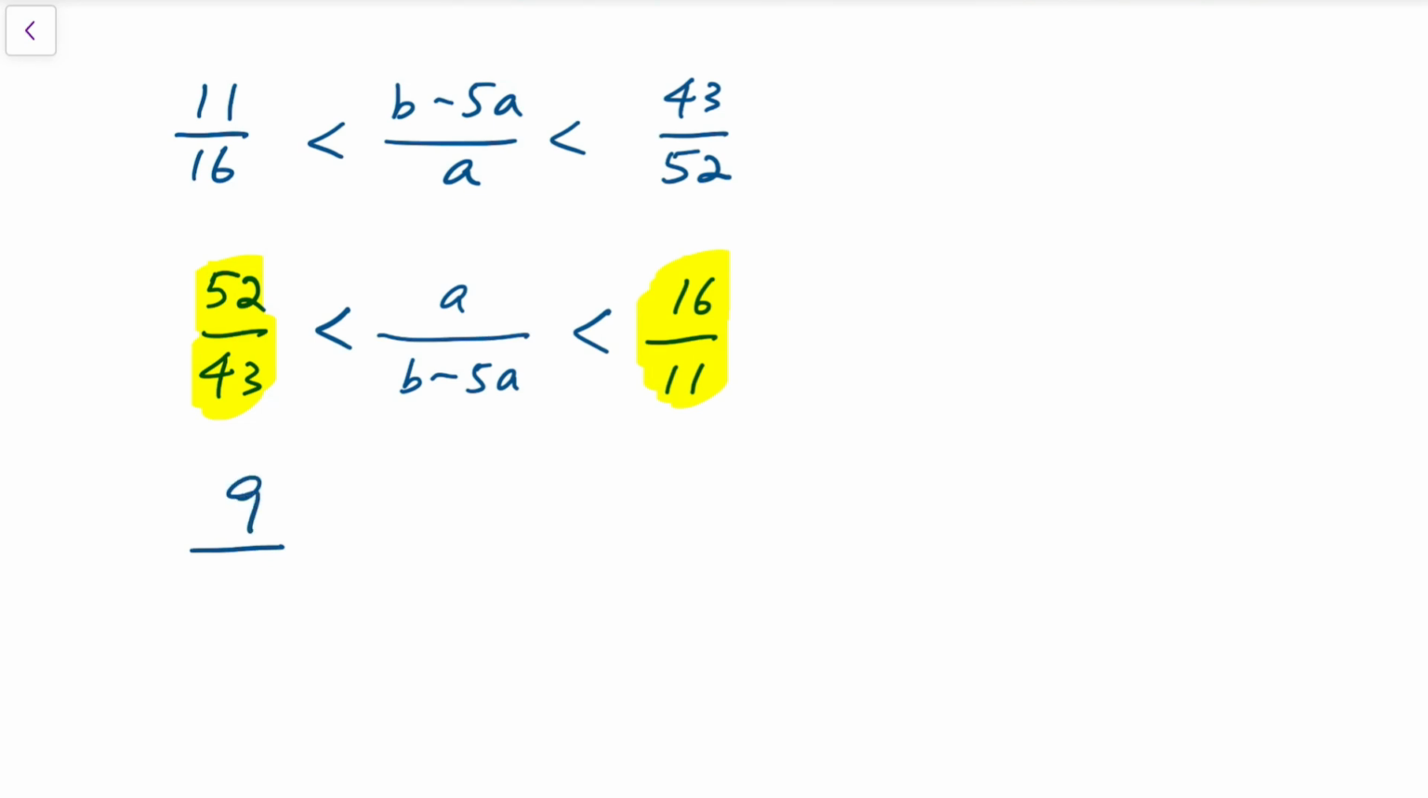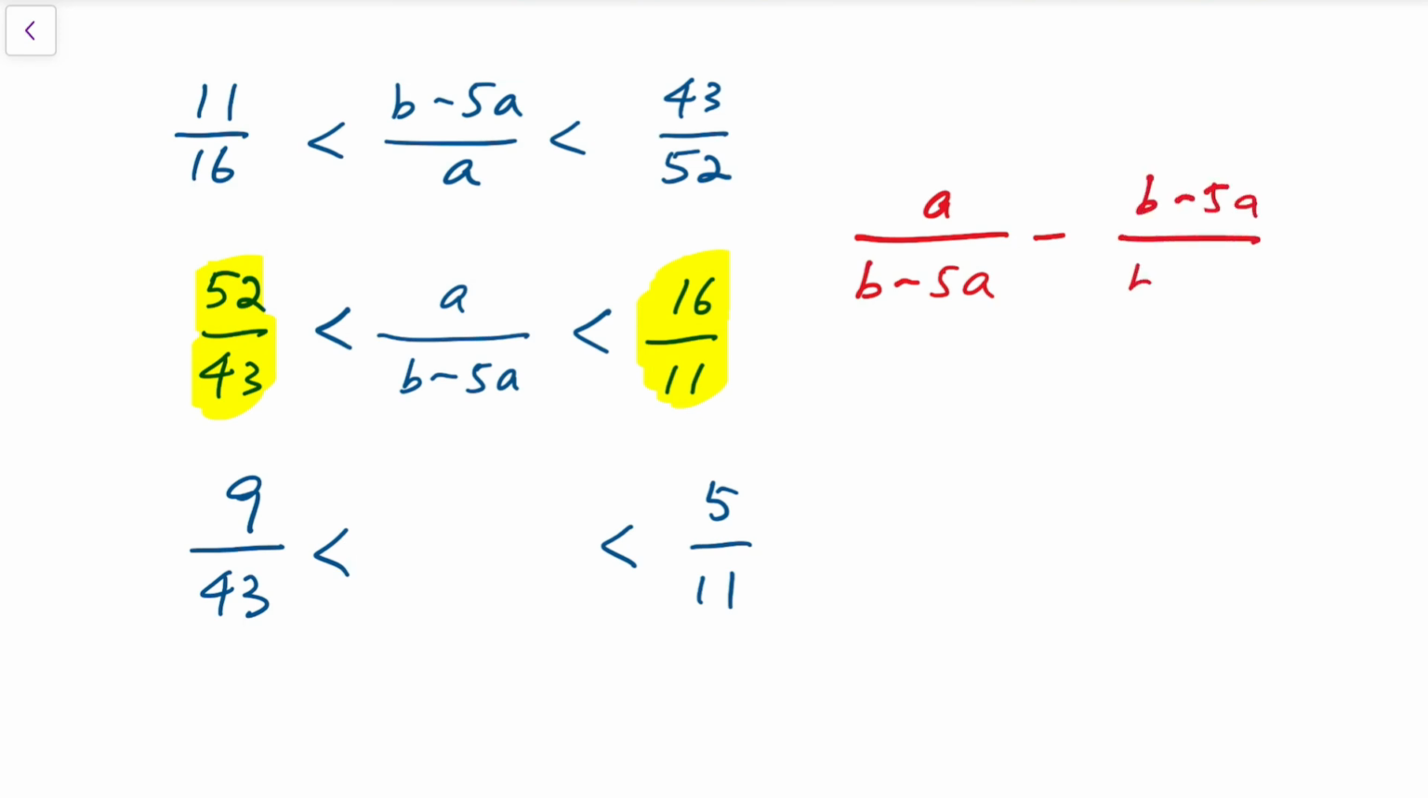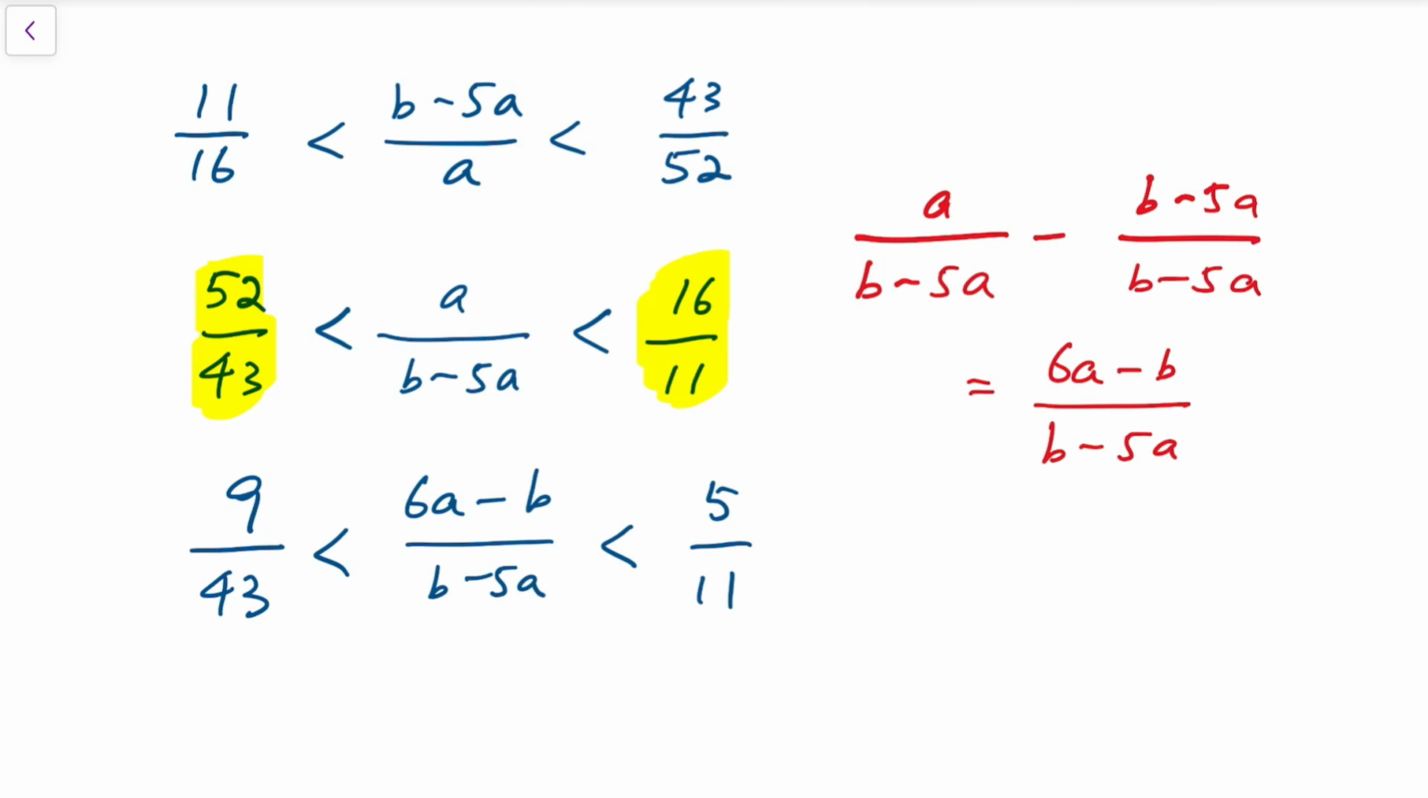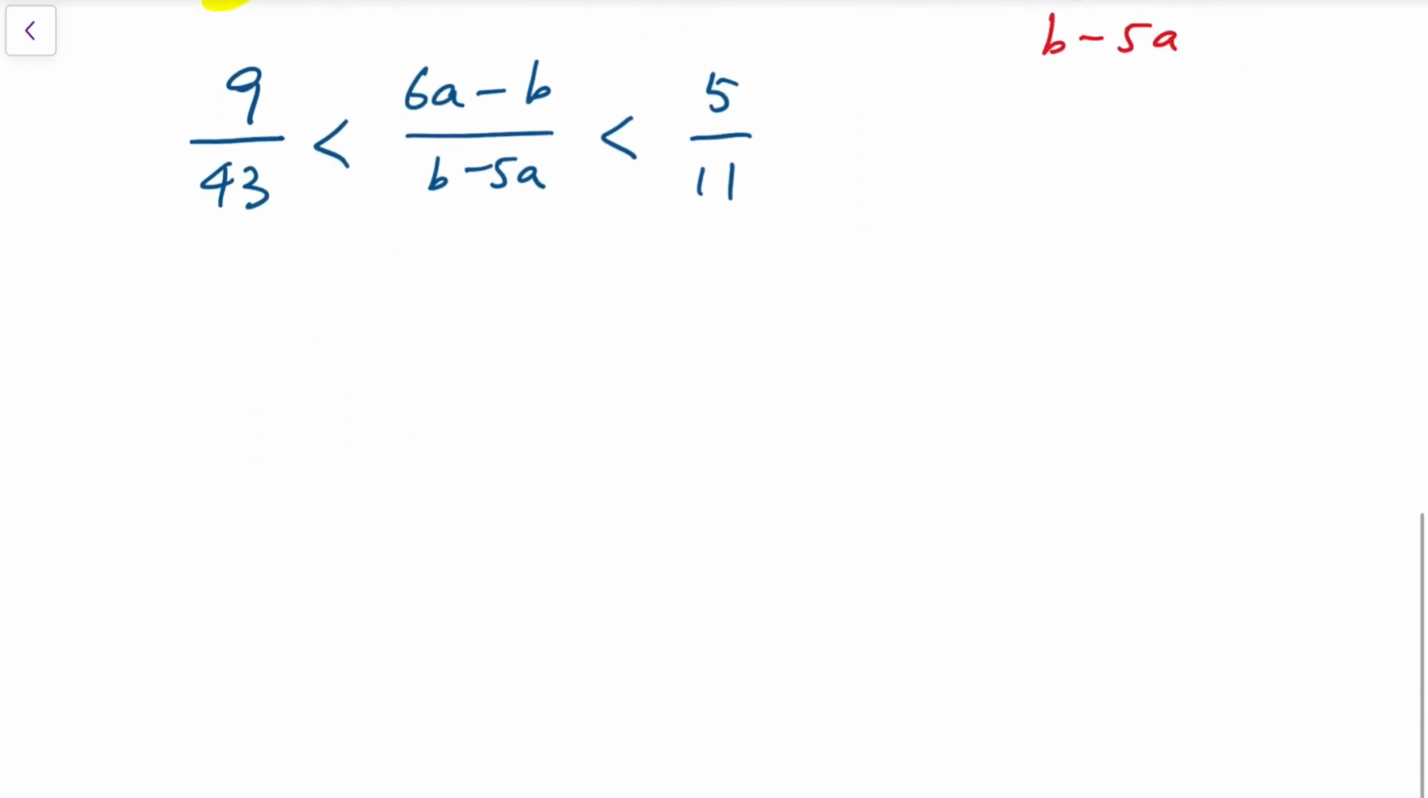Then 52 minus 43 equals 9, so the smaller fraction is equal to 9 over 43. The larger fraction is equal to 5 over 11, while for the middle, we need to do a little arithmetic. A over b minus 5a, minus 1, is just equal to minus b minus 5a, all divided by itself. And subtracting, we have 6a minus b all divided by b minus 5a. So the middle fraction now becomes much more complicated. It's 6a minus b all divided by b minus 5a.